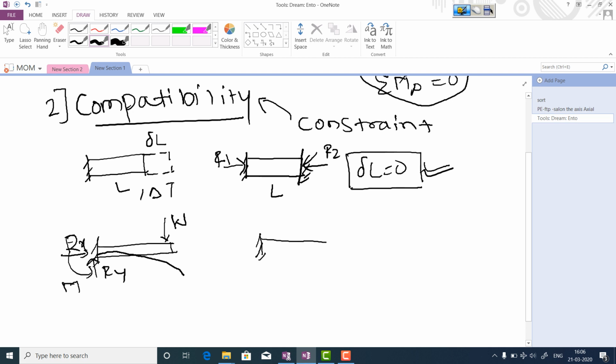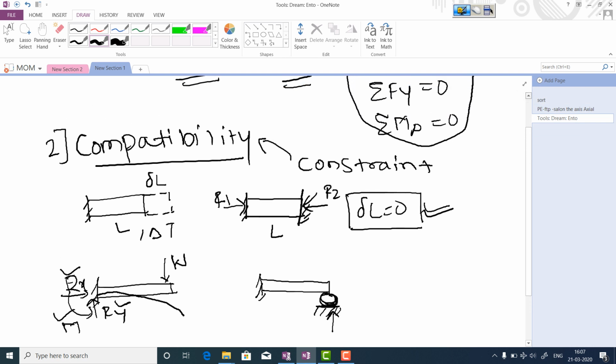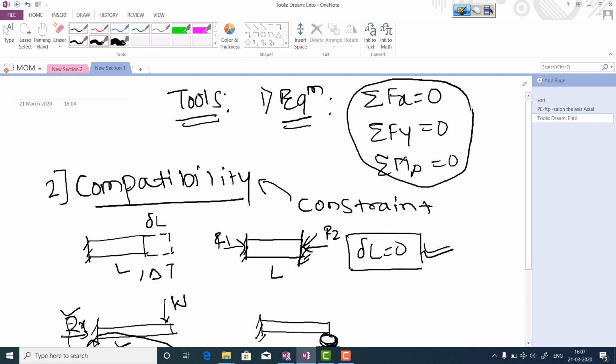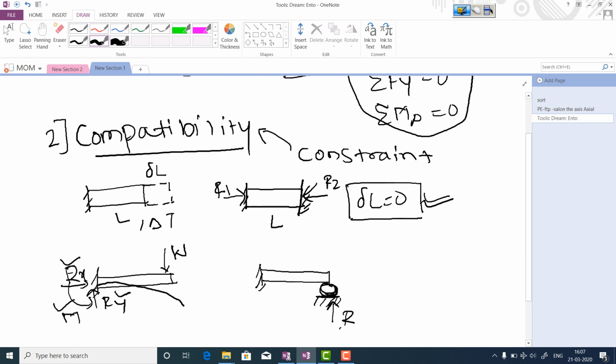Now suppose they have told us that on this beam a roller support is provided at this point. So now here three unknowns are there, and now a fourth unknown will be there. We have only three equations, only three equilibrium equations, correct? So it will be impossible for us to find this extra reaction R.